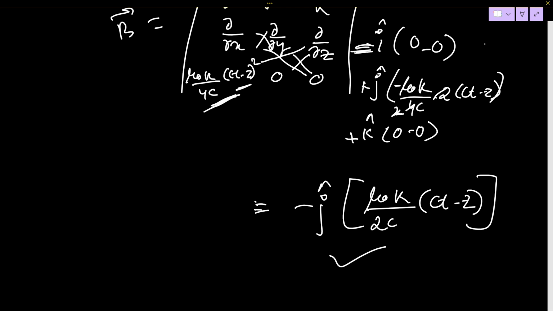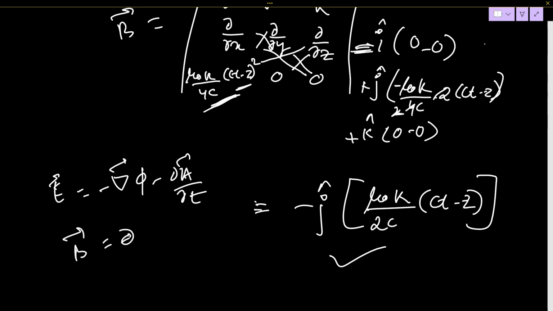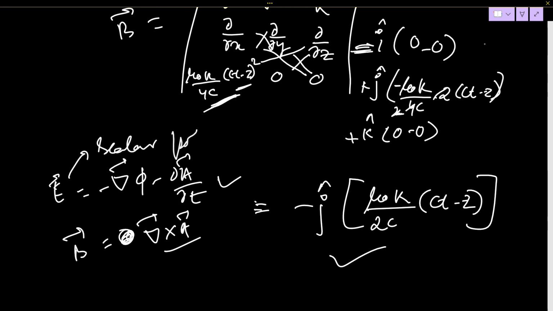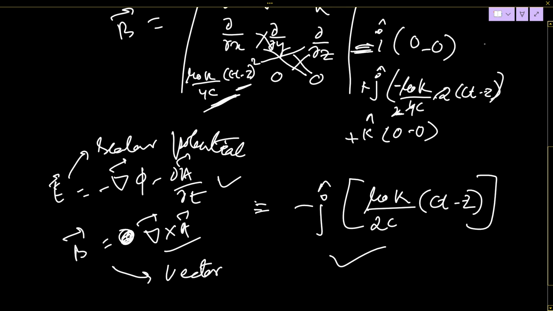Simple again. In the previous question we took E is equal to minus del phi minus del A by del t. In this question we took B is equal to del cross A. This works as the electric field is the gradient of scalar potential, and magnetic field is the curl of vector potential. You just need to remember these two, and you can solve a lot of questions. Let's move to the next question.